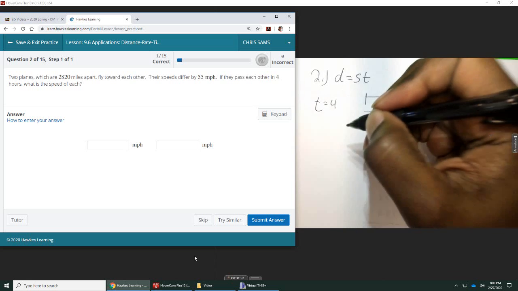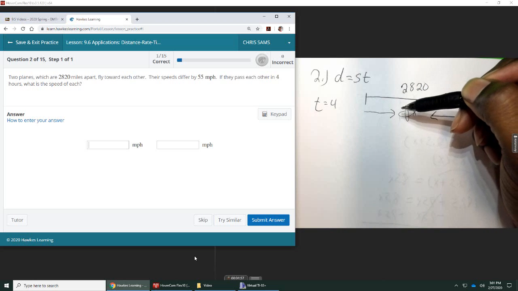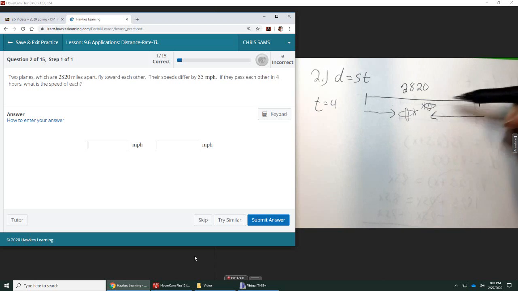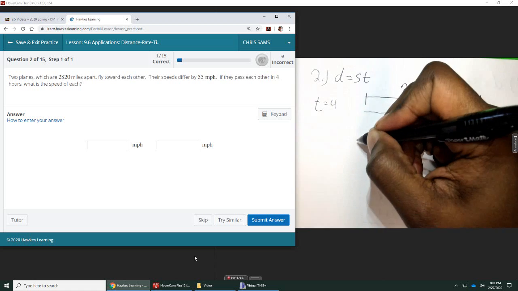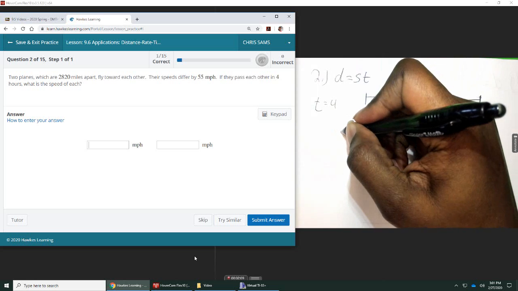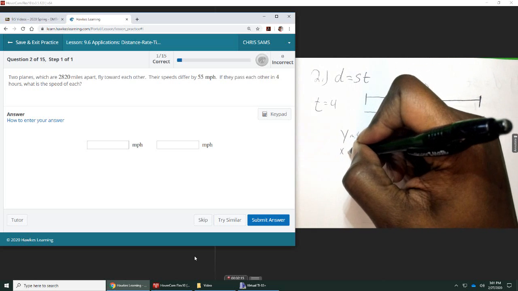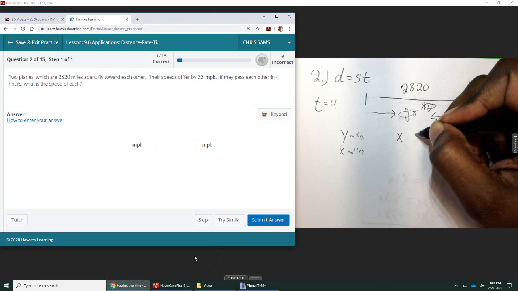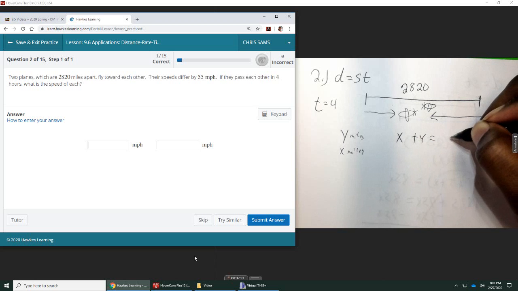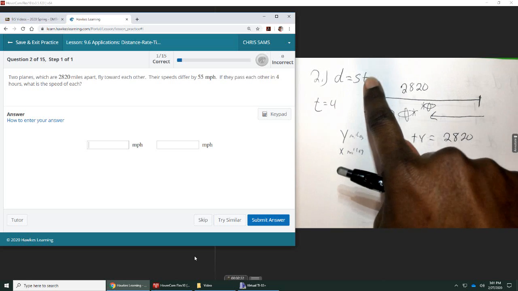Okay, so we're going to have a different distance equation, because we don't know the distance that this plane has traveled, but we do know the total distance that they both travel. So let's just say one plane goes y miles and another plane goes x miles. This is their distance. I know that if I add up x plus y, that gives me 2,820.